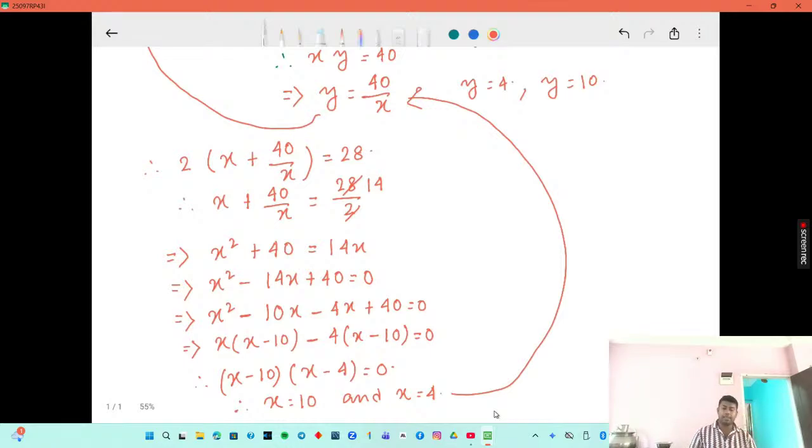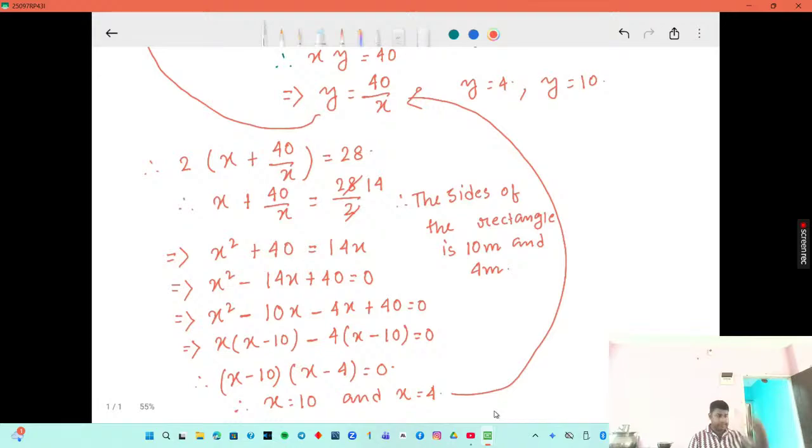Therefore, the sides of this rectangle are 10 meter and 4 meter.